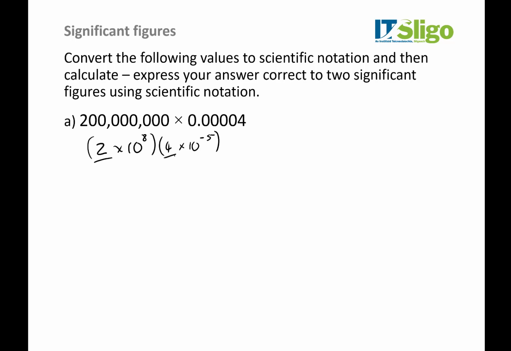Numbers do what numbers do. 2 by 4 is 8. We multiply the powers. So we add 10 to the power of 8 plus minus 5. So that gives us 10 to the power of 3. And there's my answer. So remember, numbers do what numbers do. 2 by 4. And then powers do what powers do.